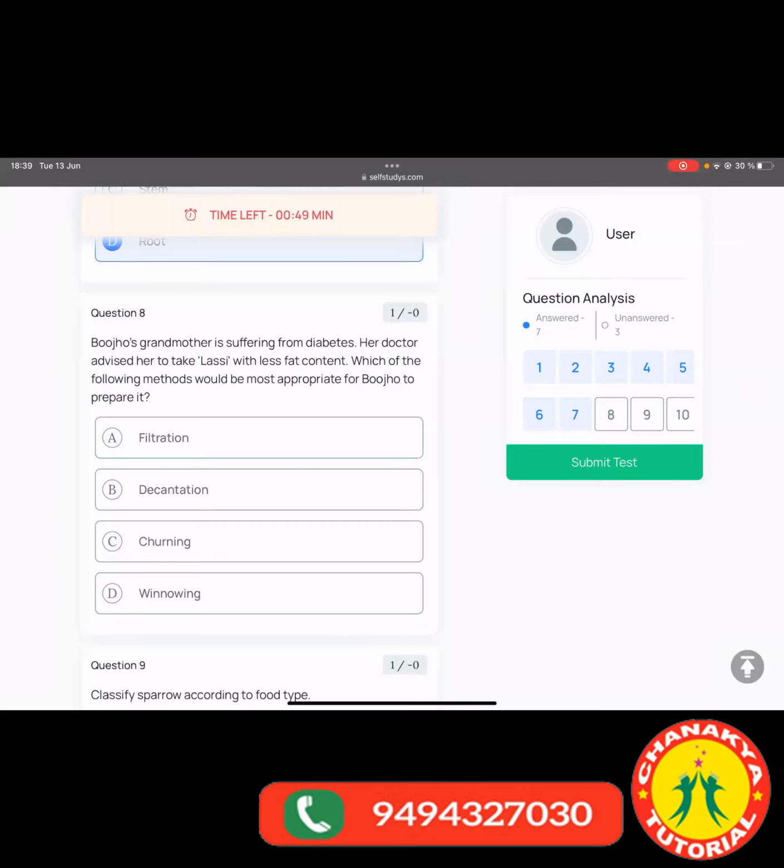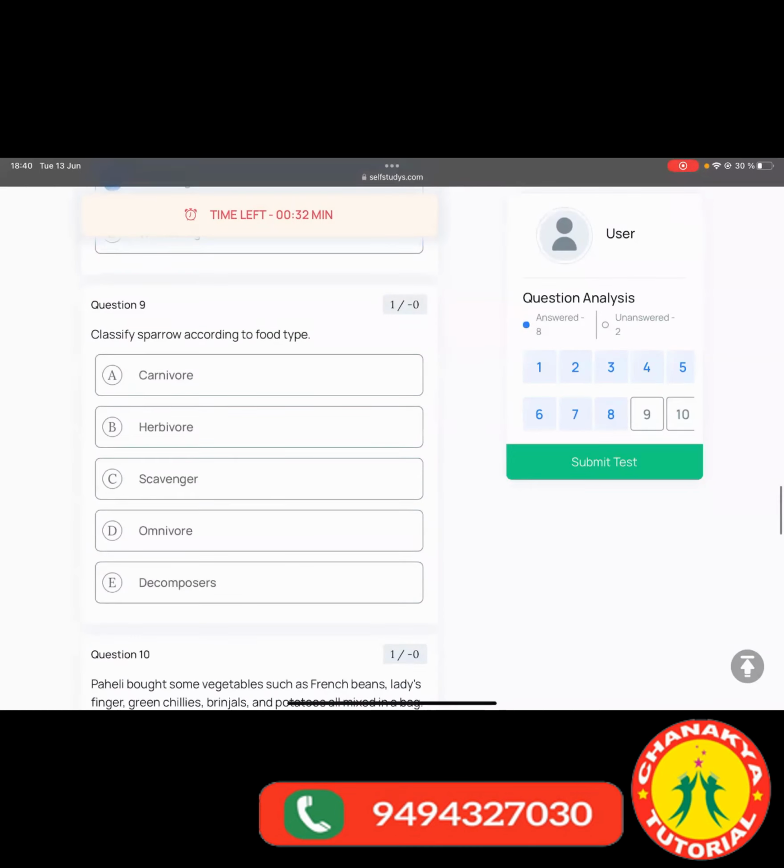Ma'am, I think... So the answer needs to be correct. You can try, it's fine. Ma'am, I think churning. Churning, very good. It's churning only, because churning is something you use for milk products. That is what they've given you, lassi. Okay, very good. Next person.